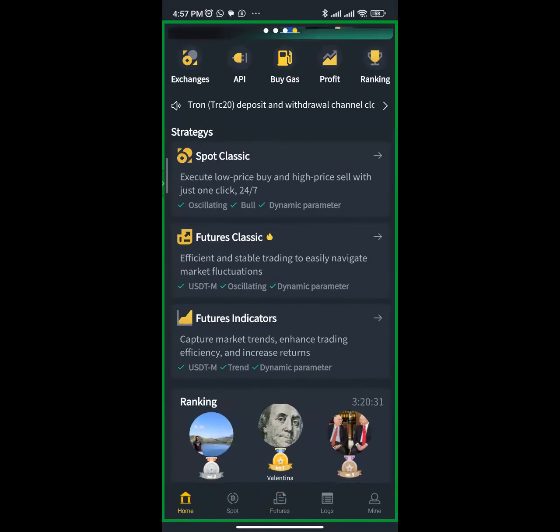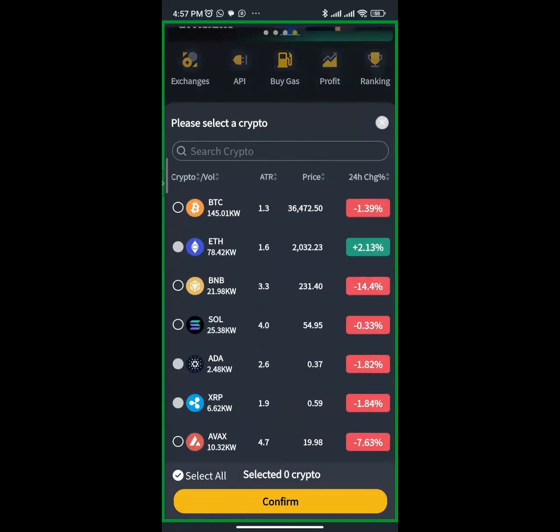So you can see you have the spot classic and the futures classic. I'd like to start with the futures classic, because the futures classic is quite easy to tap into, because you could just trade on automatic. So when you tap on futures classic, how do you operate this bot?